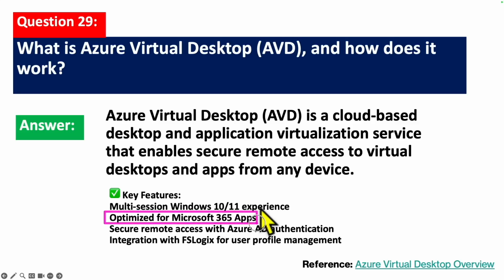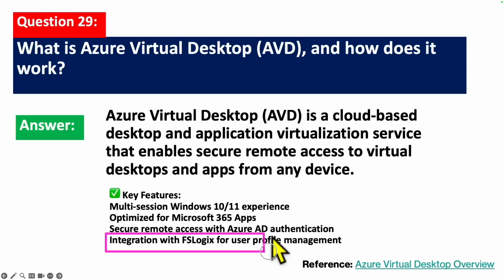The second feature is optimized for Microsoft 365 apps. So this seamlessly integrates with Microsoft 365 applications such as Word, Excel, and Outlook, ensuring a smooth user experience. The third feature you can highlight is secure remote access with Azure AD or Entra ID authentication. So you can utilize Entra ID for authentication and access control, ensuring secure connection to your virtual desktop. Only the right users will be able to sign in and use the Azure Virtual Desktop.